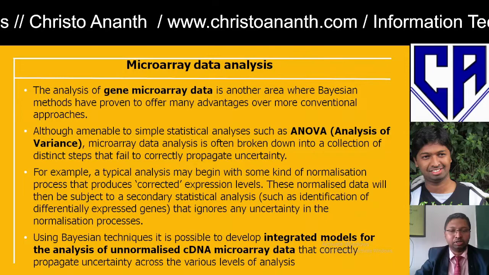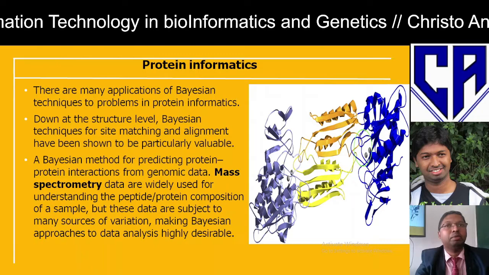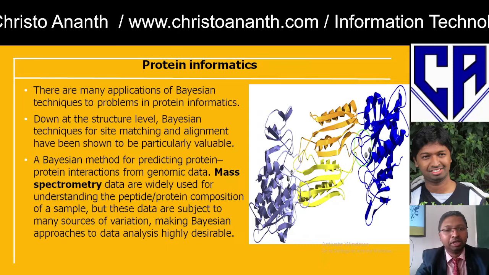And this is protein informatics. There are several applications. Whenever it comes to matching of the sequences, or ordering of the sequences, or alignment of the sequences, definitely Bayesian networks offer a greater advantage. So this is one advantage: protein informatics, or protein to protein interactions from the gene data.